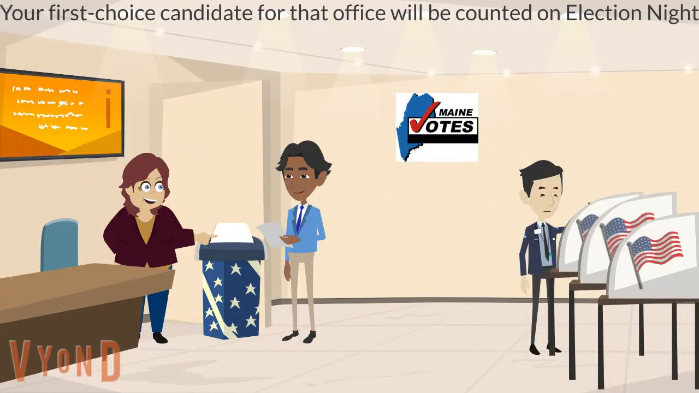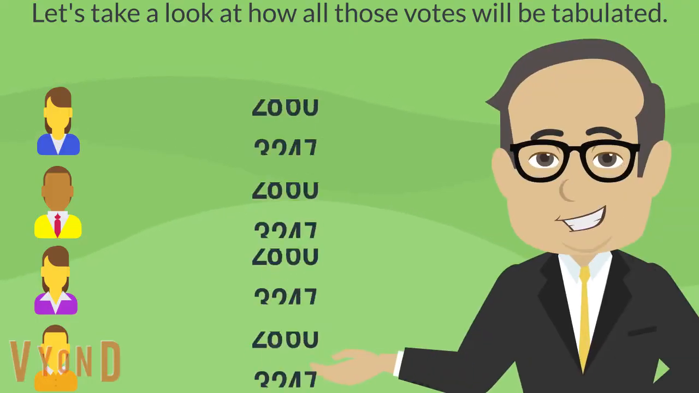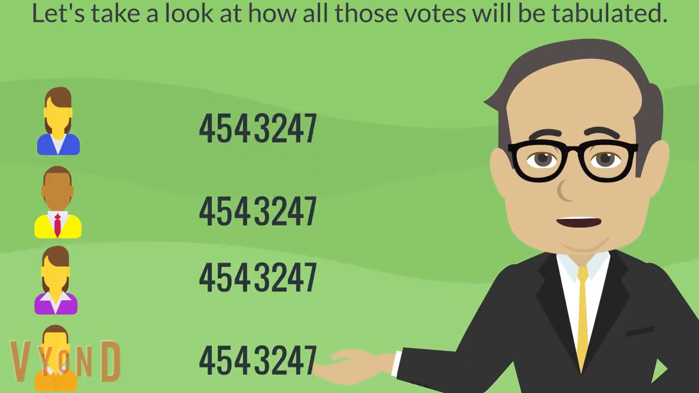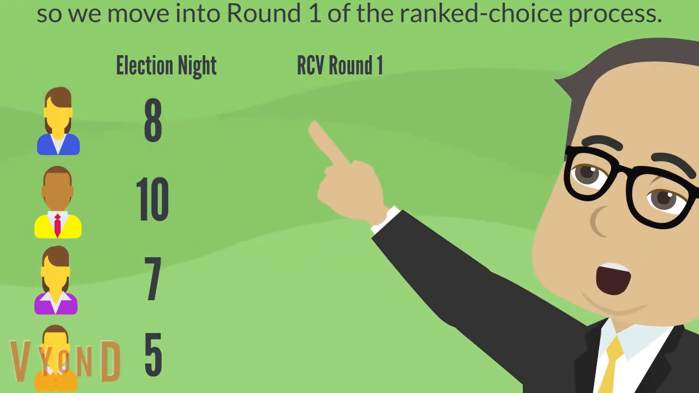Your first choice candidate for that office will be counted on election night. If no candidate receives a majority, the voting will move into ranked choice voting rounds. Let's take a look at how all those votes will be tabulated. On election night, none of our candidates got a majority of the votes. So we move into round 1 of the ranked choice process.